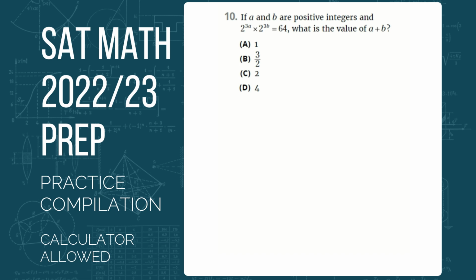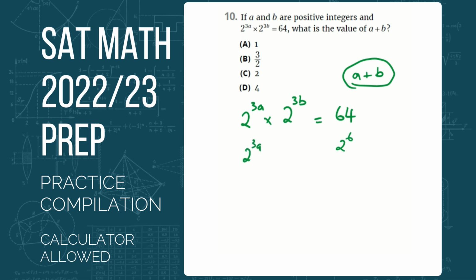A and B are positive integers, and 2 to the power of 3a times 2 to the power of 3b is equal to 64. What is the value of a plus b? Let's write 64 in exponent form, which is 2 to the power of 6. So we can say 2 to the power of 3a times 2 to the power of 3b is equal to 2 to the power of 6.